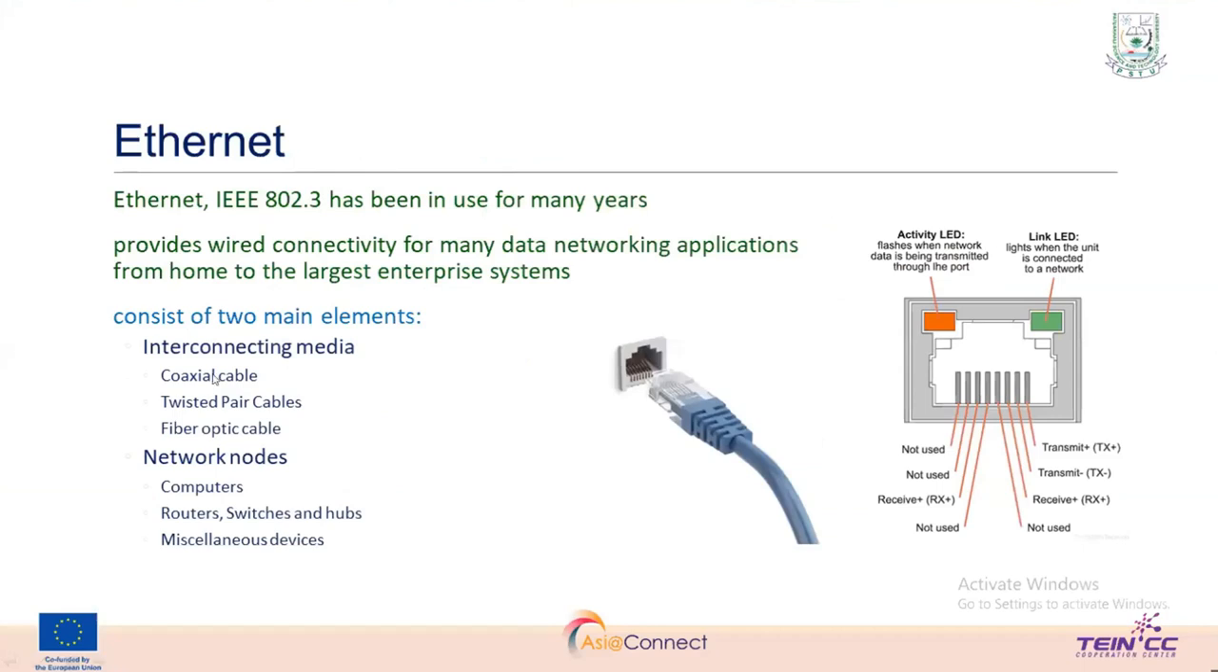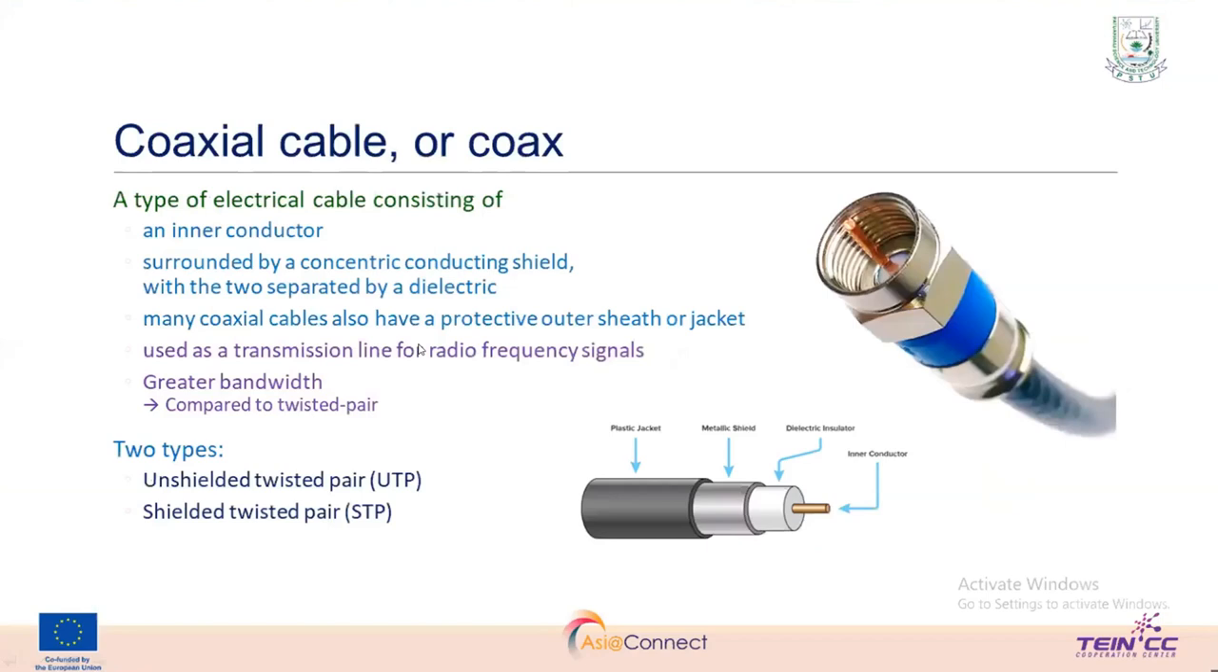As we saw, the different cables used in an Ethernet network are coaxial, twisted pair, or fiber optic cables. Coaxial or coax cable is a type of electrical cable consisting of an inner conductor surrounded by a concentric conducting shield, with the two separated by a dielectric. This is the metallic conducting shield, and this is the inner conductor, insulated by a dielectric insulator.